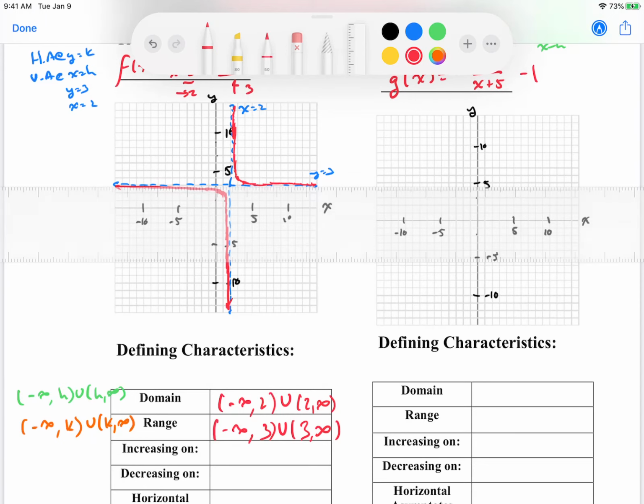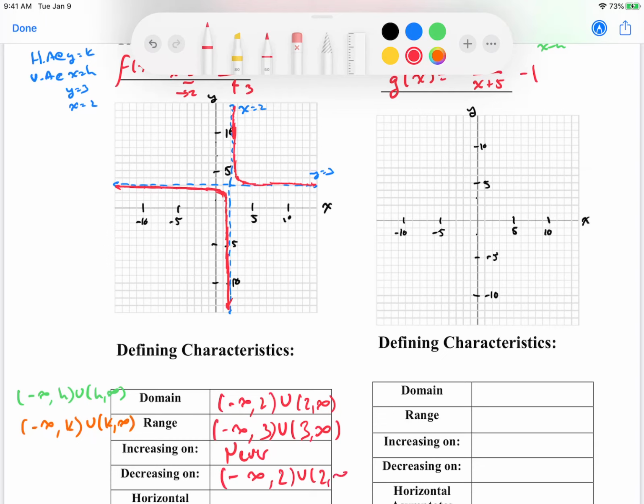So now moving on to increasing and decreasing. In this case, no matter what, from left to right, we can see that our slope is always negative, so we're always going down. So this function in and of itself is actually never increasing, but it's decreasing on the entire domain. So it's decreasing from negative infinity to positive 2, and then from positive 2 to positive infinity.